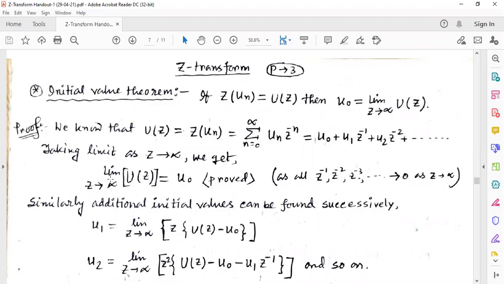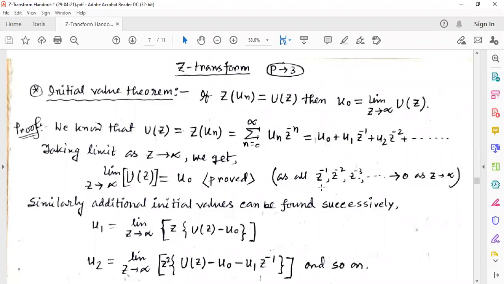Left hand side, it will be limit z tends to infinity U(z) is equal to u0 plus u1 z to the power minus 1 plus u2 z to the power minus 2 and so on. Z to the power minus 1 means 1 by z, z to the power minus 2 means 1 by z square. If z tends to infinity, then 1 by z, 1 by z square, 1 by z cube, all those things are going to 0. That is, all z to the power minus 1, z to the power minus 2, z to the power minus 3 tend to 0 as z tends to infinity.